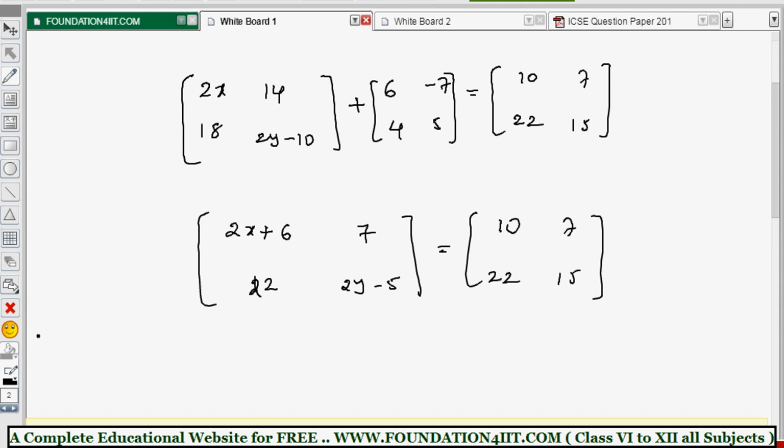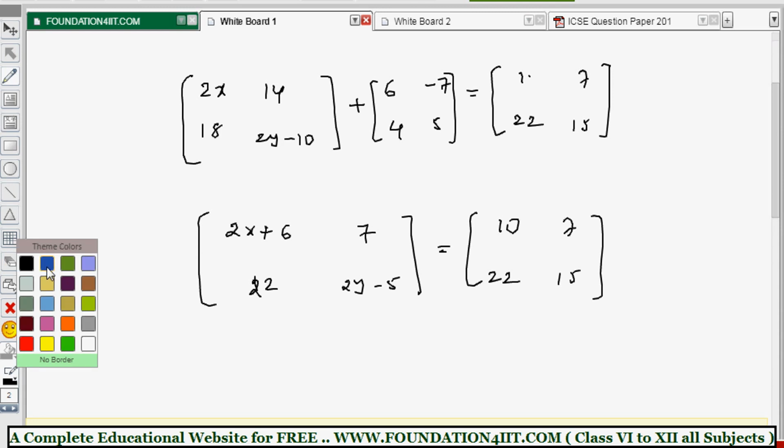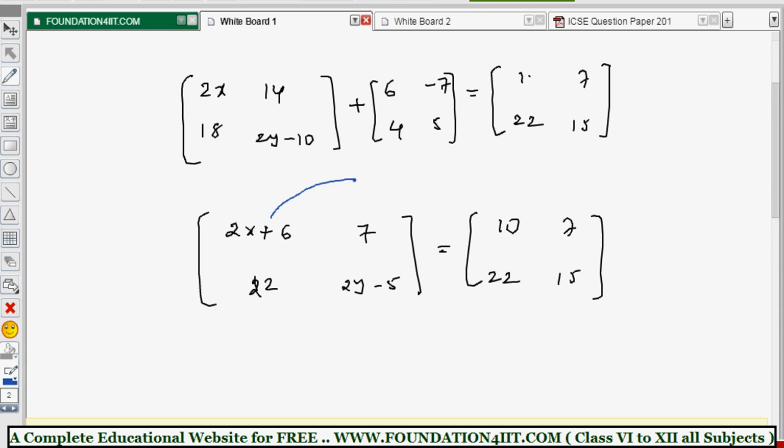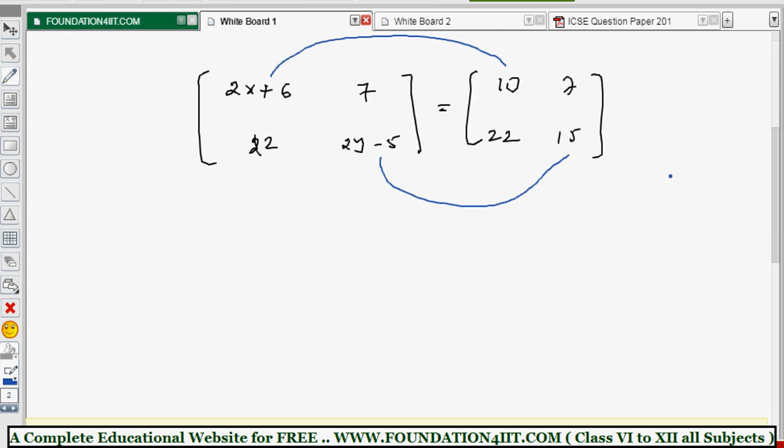Now corresponding elements are equal. So based on that, the first element in the first matrix is equal to the first element in the second matrix. These two are equal, and 2y minus 5 is equal to 15. Make the corresponding elements the same. Other places are already equal. Okay, 7 and 7 and 22 and 22 are the same, right? Then 2x plus 6 is equal to 10, and similarly here 2y minus 5 is equal to 15.